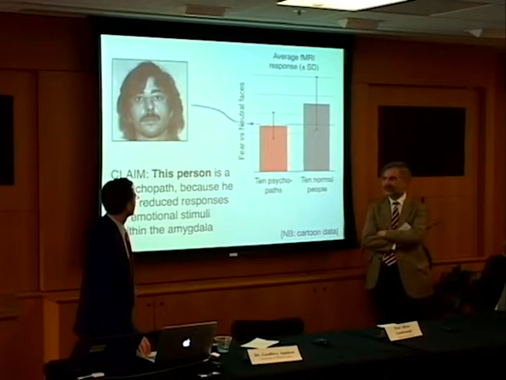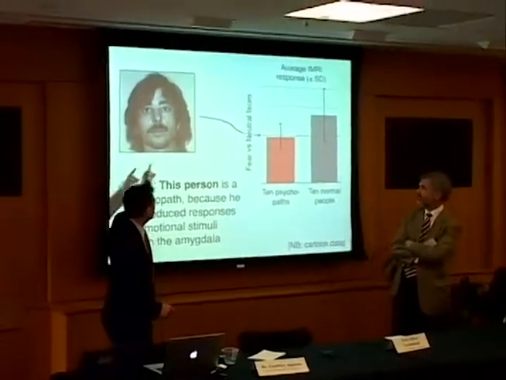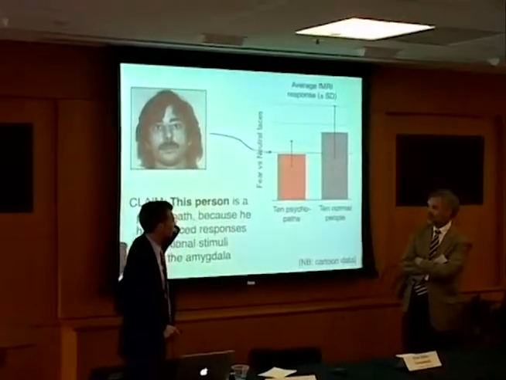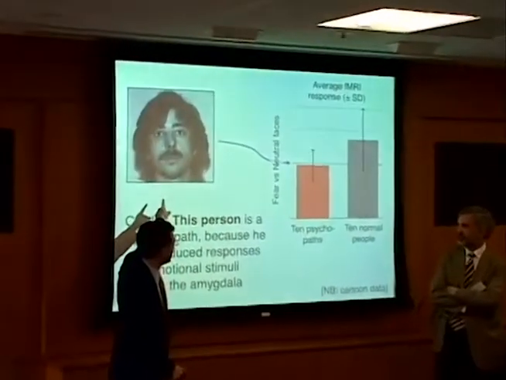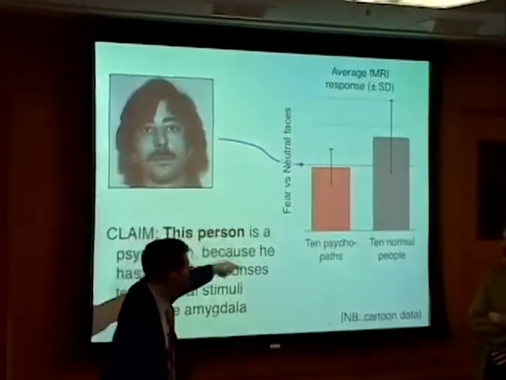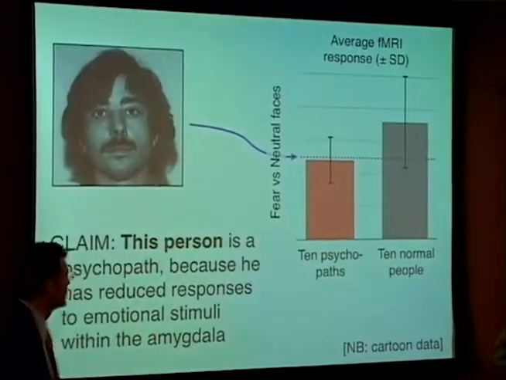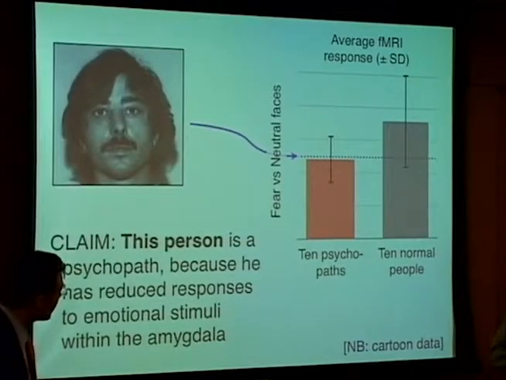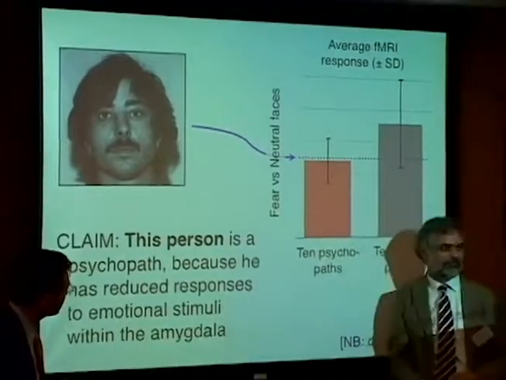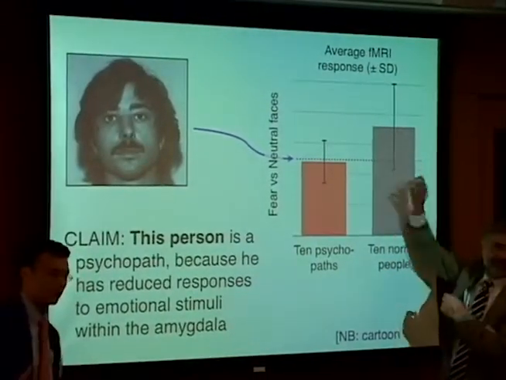So for that to be true, of course, you'd have to make a measurement from him and compare him to these populations that you've measured. And suppose we stick him in the scanner and we do the experiment, and his level of response to the emotional faces is that dashed purple line. Well, that's pretty close to the psychopaths, right? So that seems like he's a psychopath, but it also overlaps with the normal controls, right?